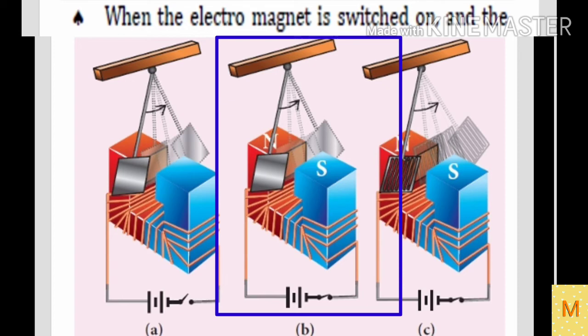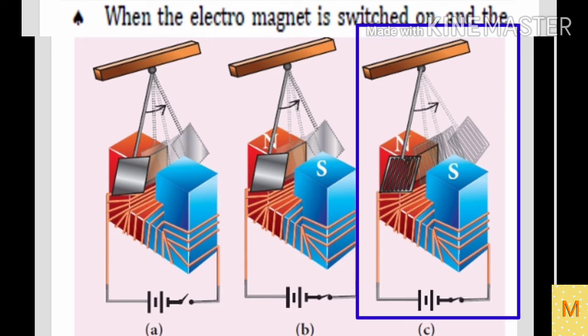Look at the third picture. In this picture, we can see some slots are cut in the disc. Due to these slots, the eddy currents are reduced and now the pendulum executes several oscillations before coming to rest. This clearly demonstrates the production of eddy currents in the disc of the pendulum.